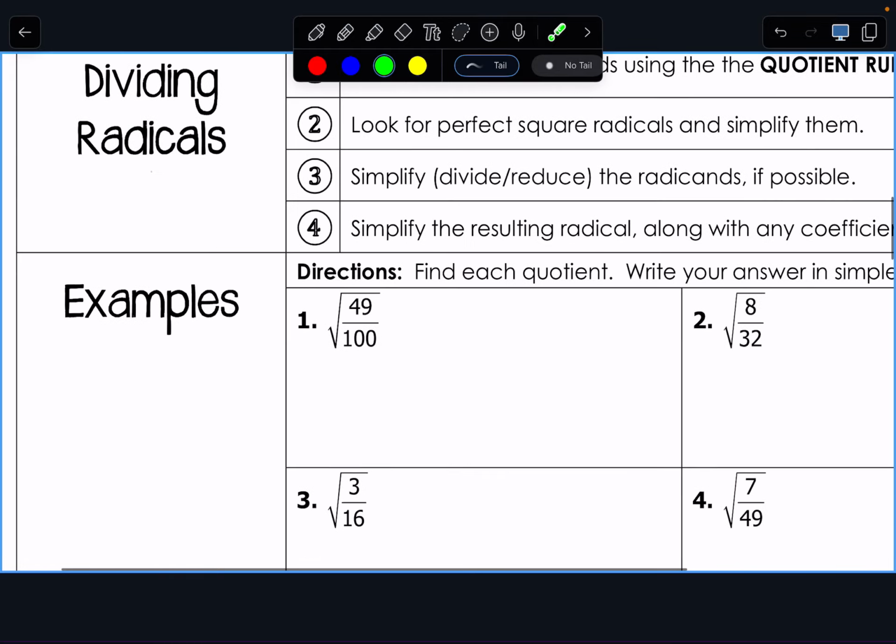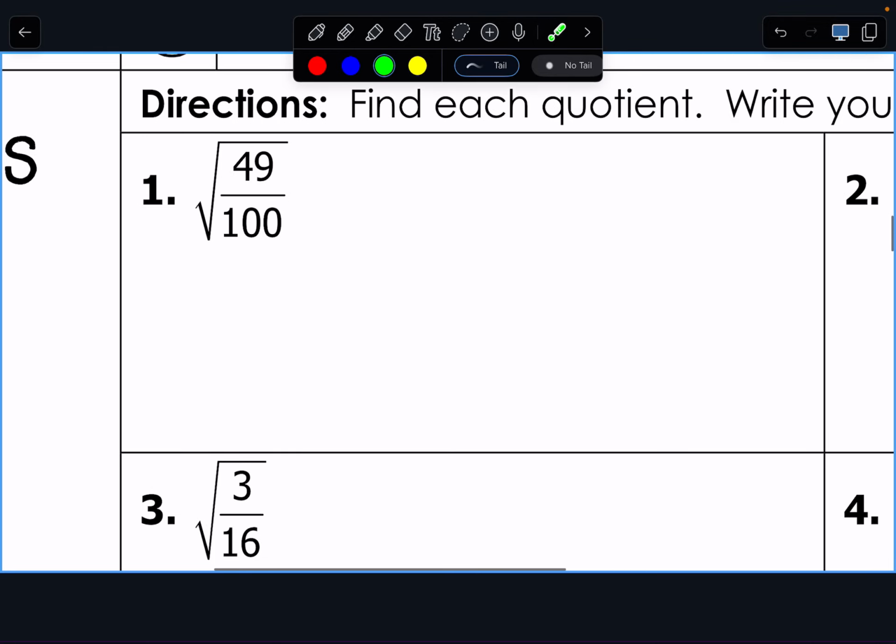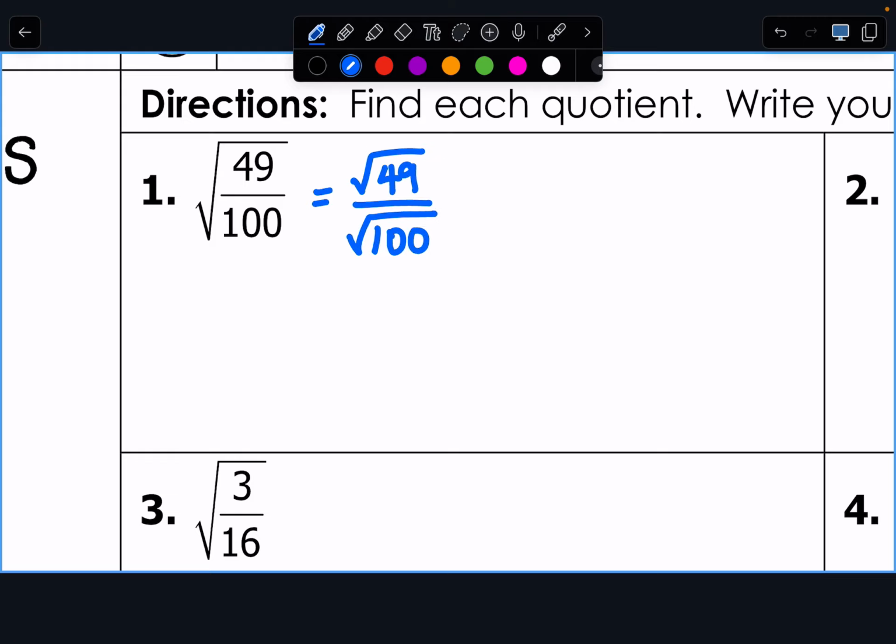So like when I look at number 1, I think, oh, 49 and 100. Those are both perfect squares, right? 49 is, and 100 is too. Yep, it is. So we can break this up to the square root of 49 over the square root of 100, so that we can say, oh, hey, this is 7 over 10.